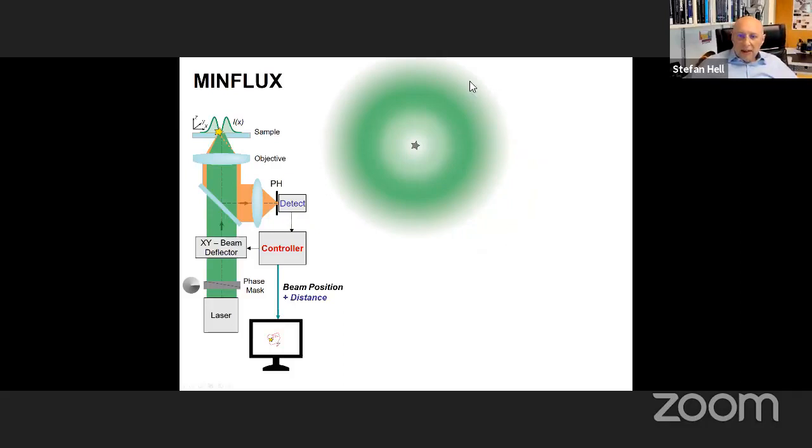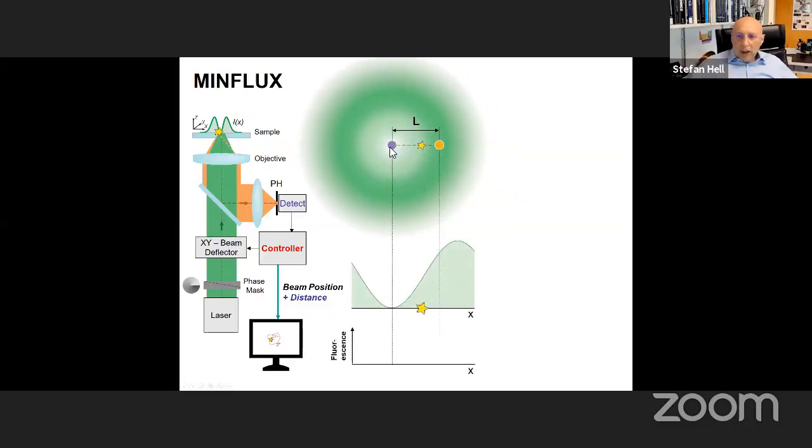Okay, so how do we do this in practice? Well, let's assume this is the molecule, and the molecule is somewhere over this distance. So this is a distance L. The only thing we know at this point is that the molecule is somewhere between this purple and this orange coordinate. Could be here, here, here, or anywhere. Let's assume for the moment it is here. So how do we find out in practice where the molecule is in relationship with the donut?